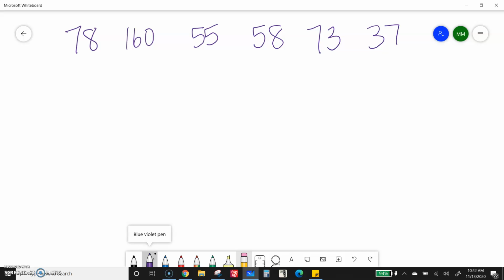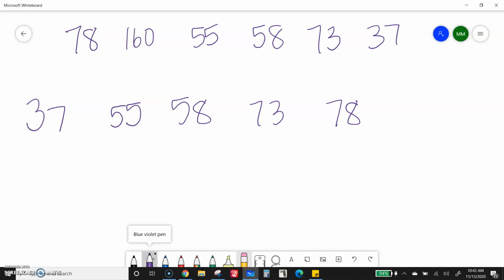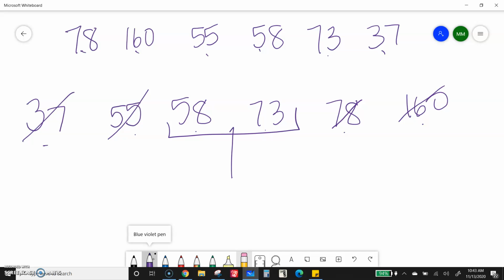So if I have those numbers, what do I do first? Put them in order. So 37, 55, 73. Oops, I missed 58. See? Gotta be careful. It's easy to do. 73, 78, and 160. 1, 2, 3, 4, 5, 6. Okay, I got all my numbers. So cross, cross, cross, cross. Uh-oh, I have 2 in the middle. What do I do? I need to find what is exactly in the middle of those 2 numbers.